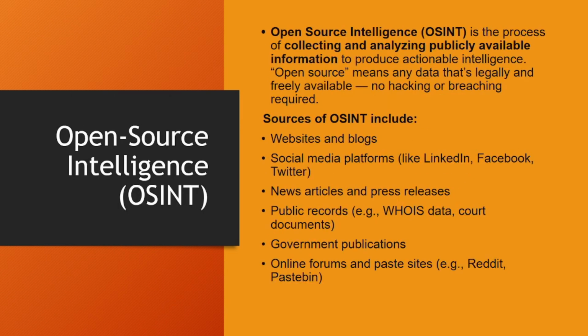All right, what is open source intelligence, or OSINT, right? Open source intelligence is the process of collecting and analyzing publicly available information to produce actionable intelligence. Open source means, obviously, this data is legal and freely available. No hacking or breaching required for this, right? So your OSINT data is going to include anything from websites or blogs, social media, news articles and press releases, public records, government publications, and online forums and paste sites such as Reddit and Pastebin.